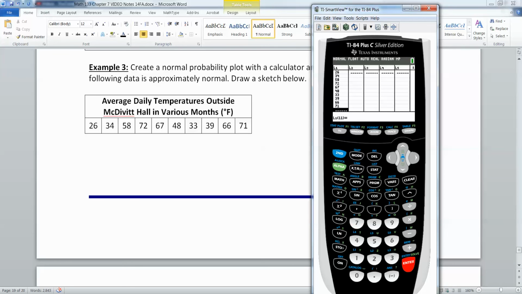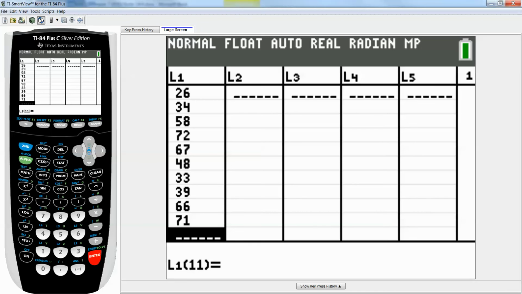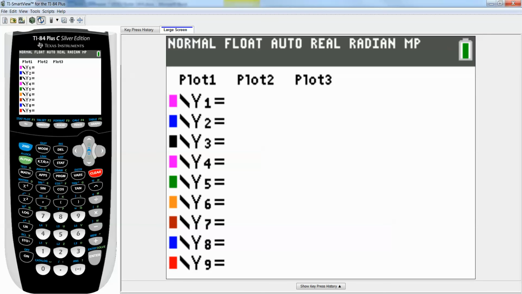Right, so I've got the numbers all typed in. Let me make this bigger now. All right, this is going to be a little confusing. So what I want to do is look at a stat plot. So first thing I'm going to do is go to Y equals. Yeah, I thought so. I've got some old equations in there that I don't want, so I'm going to clear those out.